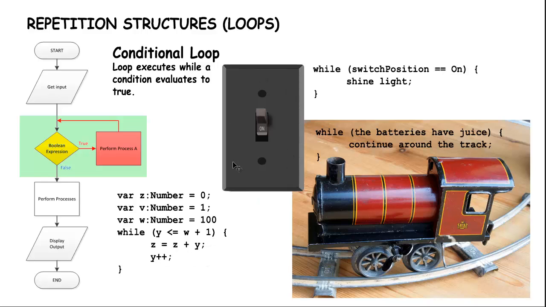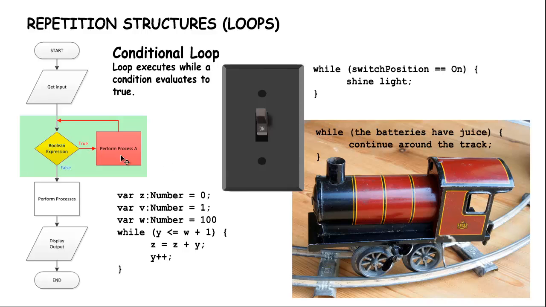We can think of a while loop like a light switch, that as long as the switch is in the up position, we're going to shine the light. But when we turn the switch off, that light ceases shining. Or a toy train running on batteries, and as long as the batteries still have juice in them, the train will continue around the track. Once those batteries die down, the train will stop.